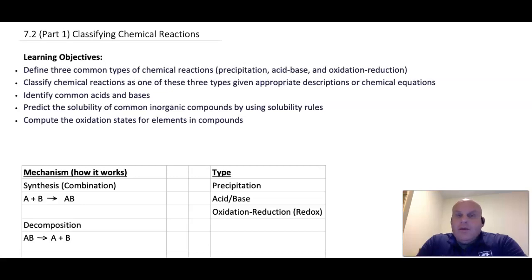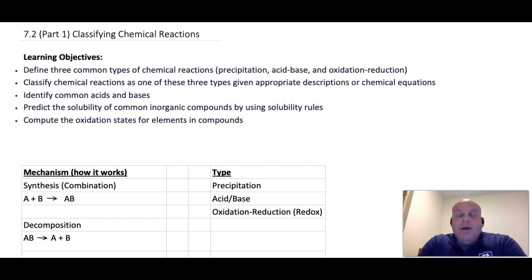Here we are with section 2 of chapter 7, classifying chemical reactions. I'm actually going to split this section into two videos. In this first video, we will cover these first 3 or 4 learning objectives regarding classifying chemical reactions and focusing in on precipitation reactions and acid-base reactions.